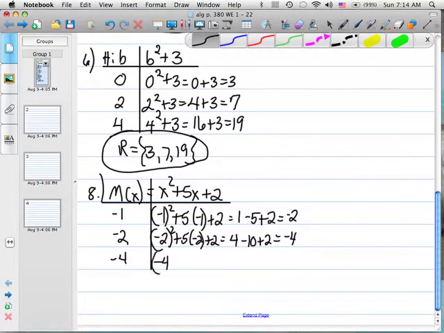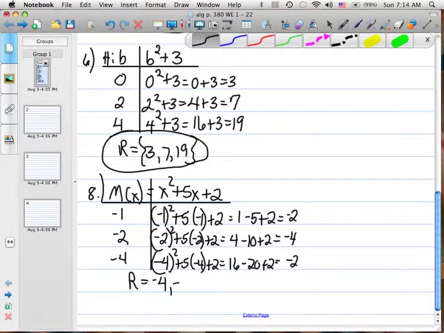And then the last one, negative 4 squared plus 5 times negative 4 plus 2. Negative 4 squared is 16. 5 times negative 4 is negative 20 plus 2. So 16 minus 20 is negative 4 plus 2 is negative 2. So our range in numerical order is negative 4, negative 2, since negative 2 is used twice.